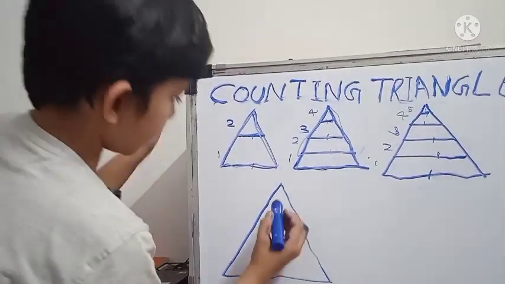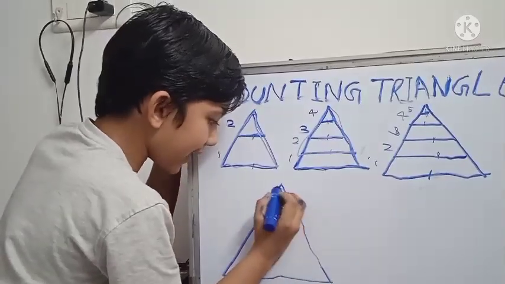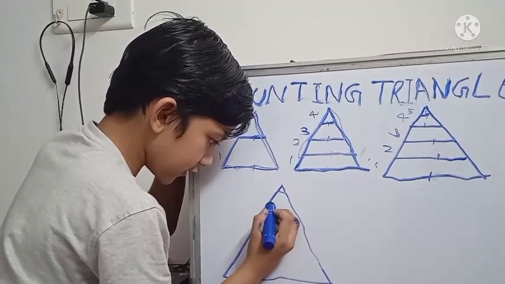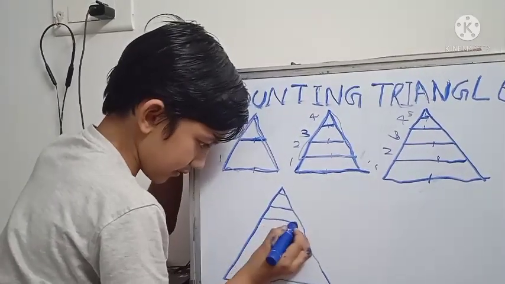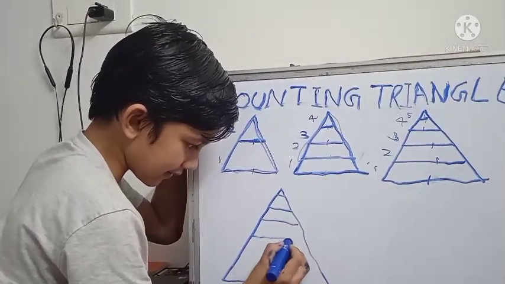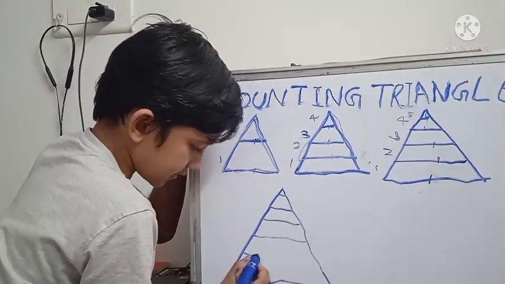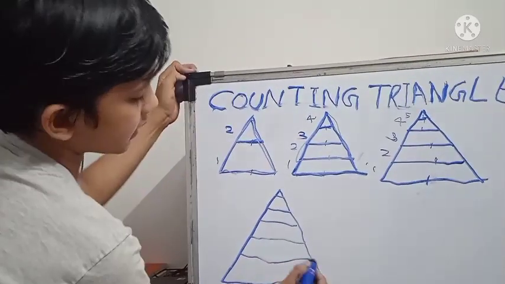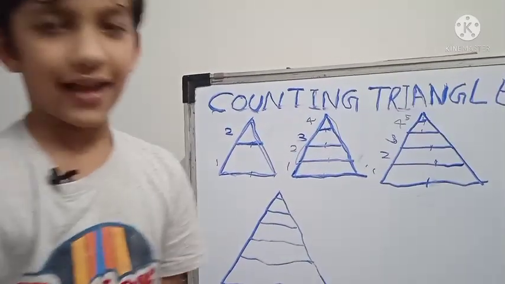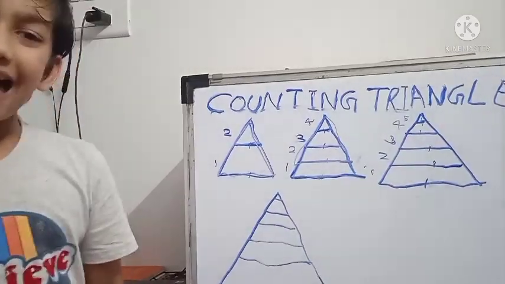This is 4 lines, so it will have 6 lines. And 6. This is our 6th line. Now we will start calculating it.